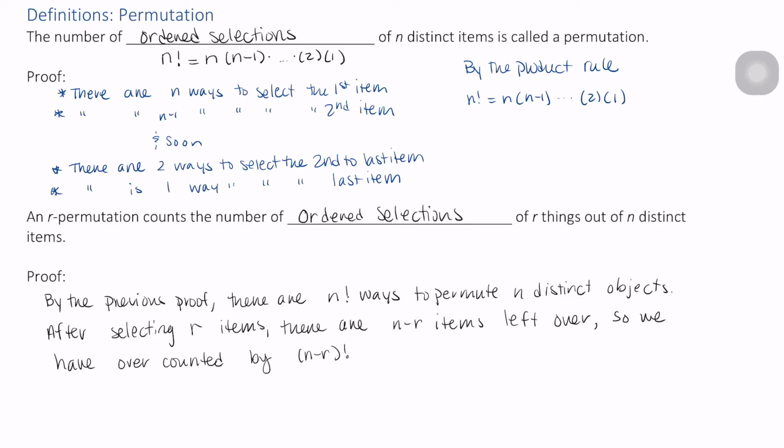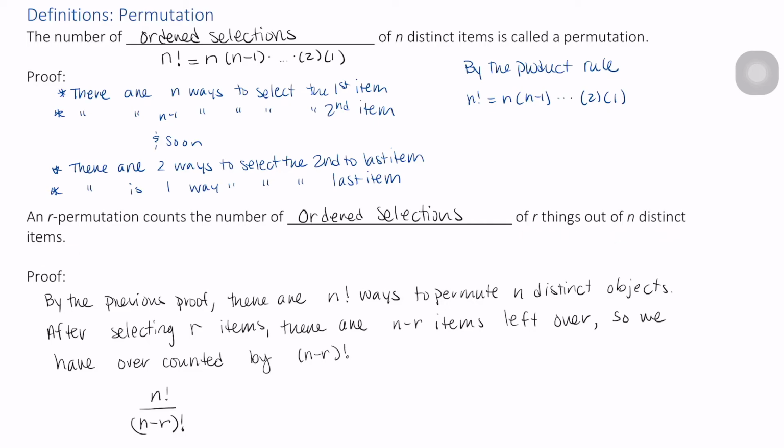Now we can invoke the division rule that we've looked at before. So if we think there are n different ways to complete our procedure, but we've overcounted by d, say, ways, then the division rule tells us to divide n by d. So in this case, using the division rule from the last video, there are n factorial over n minus r factorial ways to permute r distinct things out of n distinct items.